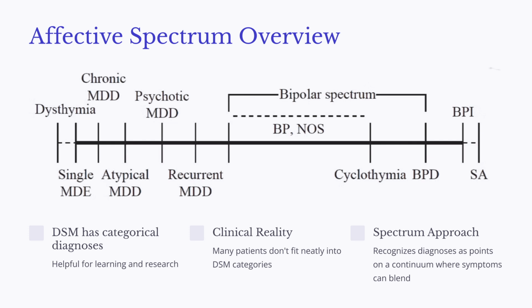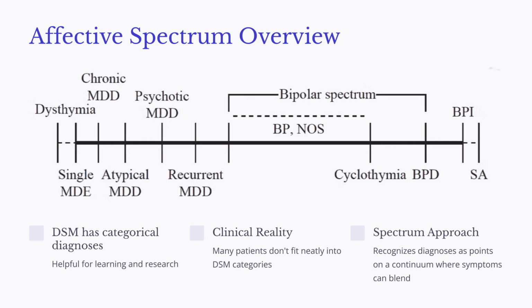So to start, here's a nice picture of the affective spectrum, essentially the mood disorder spectrum. And seeing it like this can make it a little confusing, so we're going to go into all the different diagnoses here, so that by the end of the video, you'll be able to look at this and have it make a little bit more sense.